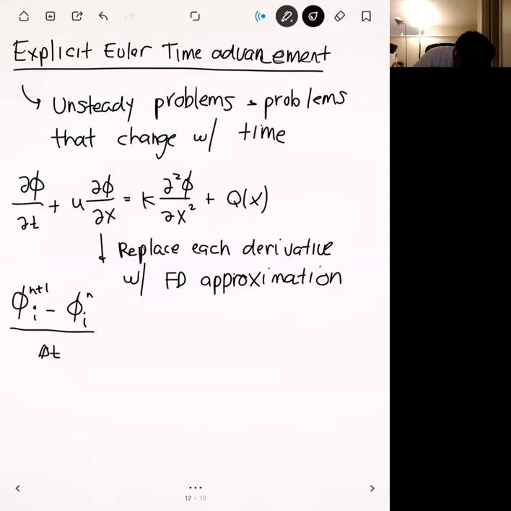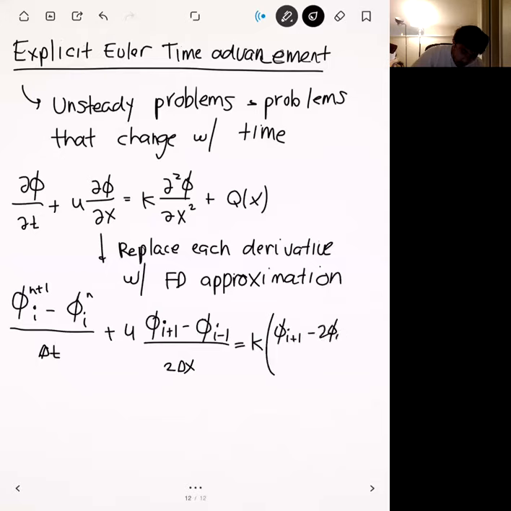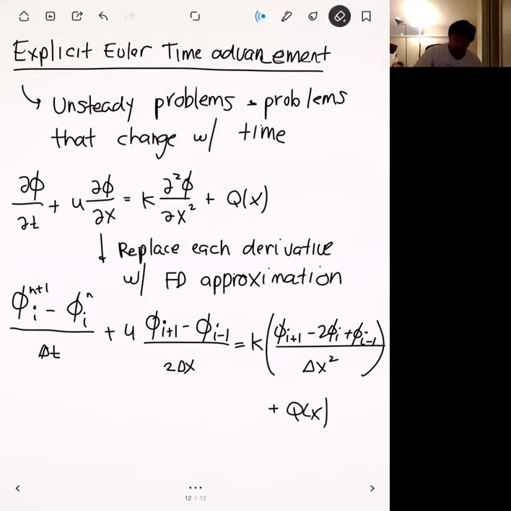And this is going to be plus u times a plain old partial phi partial x. I'm going to use central difference for this: phi i plus 1 minus phi i minus 1, divided by 2 delta x. This is equal to k times phi i plus 1 minus 2 phi i plus phi i minus 1, all over delta x squared. And then plus q of x, so q i.